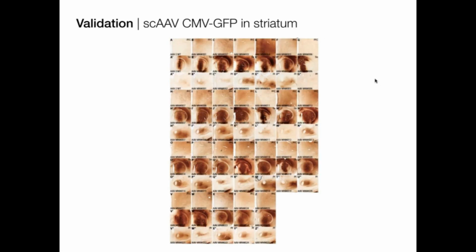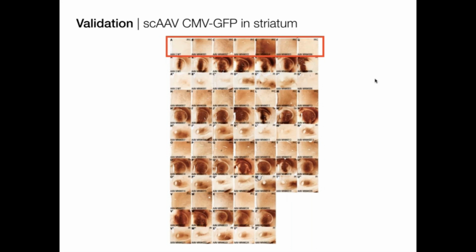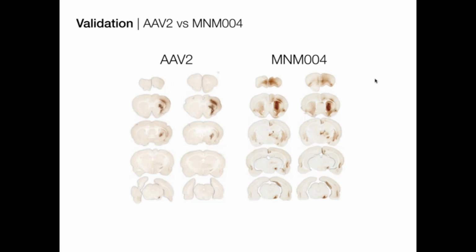The main part of this project was, of course, the in vivo part, and we validated all of these selected variants in vivo. This is the injection site, the striatum, and we can see that we have transport to the prefrontal cortex and to the thalamus. So the capsids that we screened for behave in the same way when they are produced one by one, which was an important thing for us.